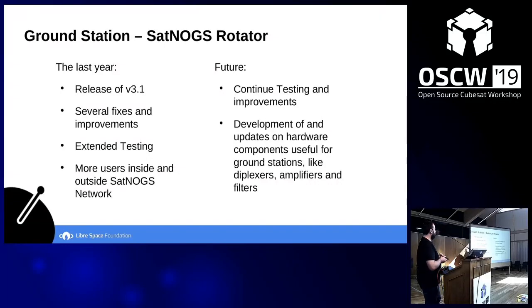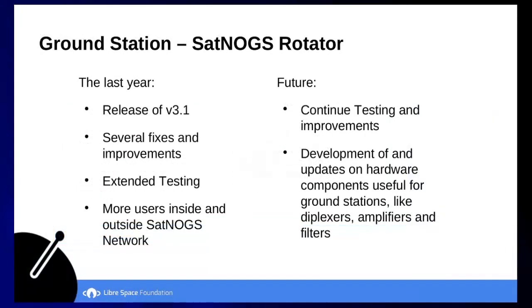In the future, we are going to continue testing, maybe in more extreme weather conditions, and also test other antennas and what it can support. Also, this is not exactly for the SatNOGS rotator, but it's on the ground station hardware part. We are trying to develop and update components like duplexers, amplifiers, and filters in order to improve the reception of the signals, the reception of satellites.